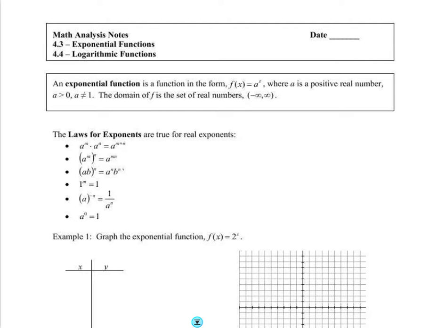Exponential functions take on the form f of x is equal to some number a, where a is a positive real number. A also has to be greater than 0 and not equal to 1. Its domain is all real numbers, and it takes on the form f of x equals a to the x power. These are laws of exponents that can apply, and those will be helpful in your challenge problems, obviously, just kind of manipulating different things, taking the product, taking the sum, things like that.